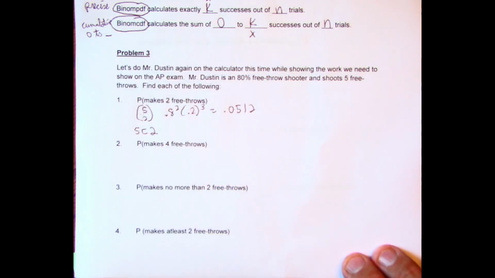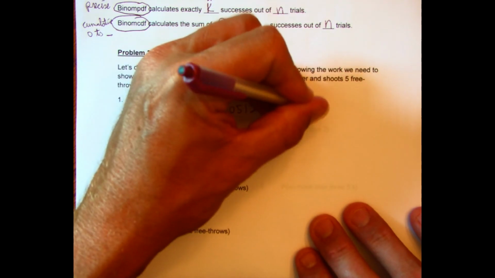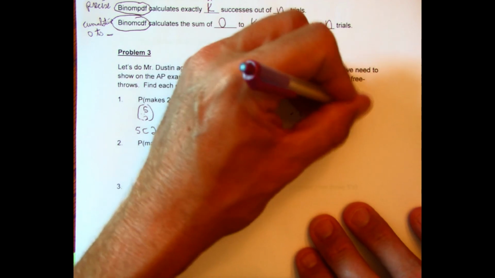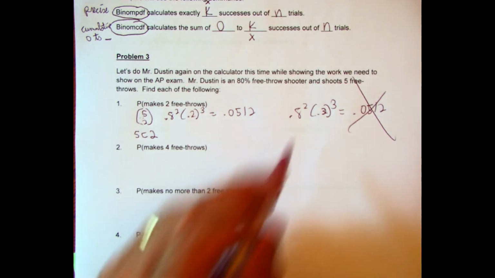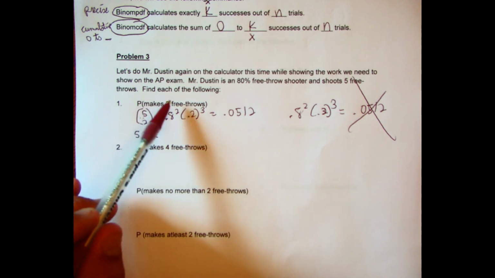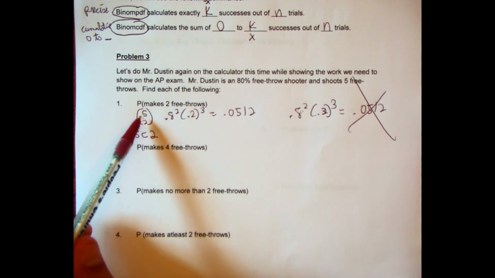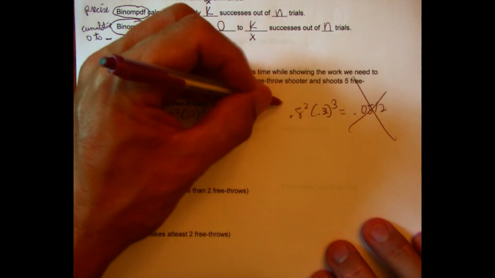Okay, now, if you put this down on your paper and you do not put the number of trials in front, and you put this down on your AP exam or my test, you're going to get a big X on it, because that doesn't equal 0.0512. You would have to multiply this by 10, because 5 choose 2 is 10 different ways. So you can't just put that down. You've got to have the 5 choose 2.